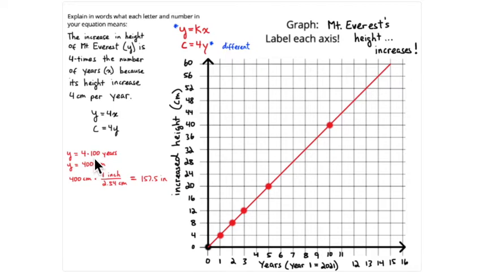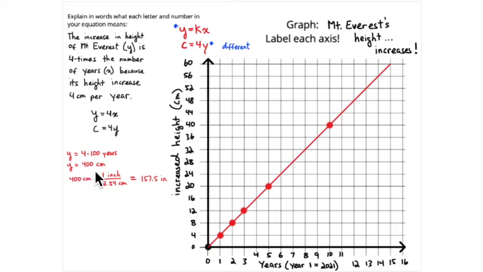So y is equal to 4 times 100 years. So that goes way beyond the graph. So this is an example of where you figure out what the equation is, and you use that for values that are far beyond what's shown in the graph.